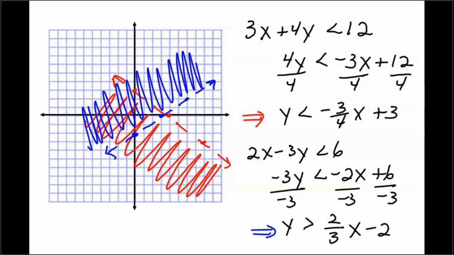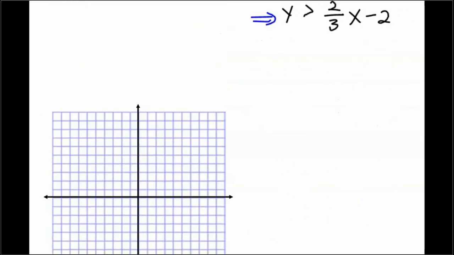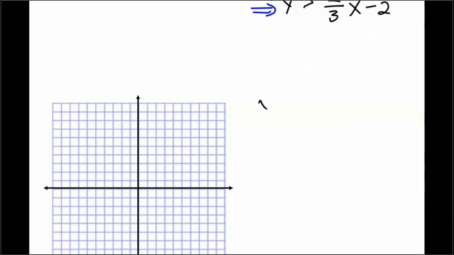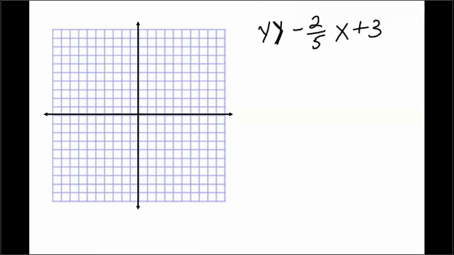And again, the solution is where the two regions overlap, where the blue and the red regions are together. All right, last example. Y is greater than negative 2/5 x plus 3. So we begin with the y-intercept of 3, and we go down 2 over 5. We draw a dashed line, and we shade above that line.